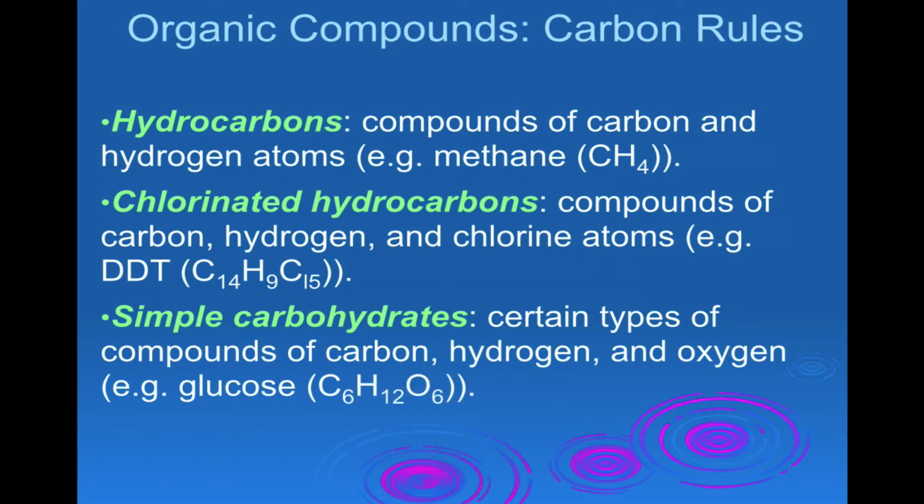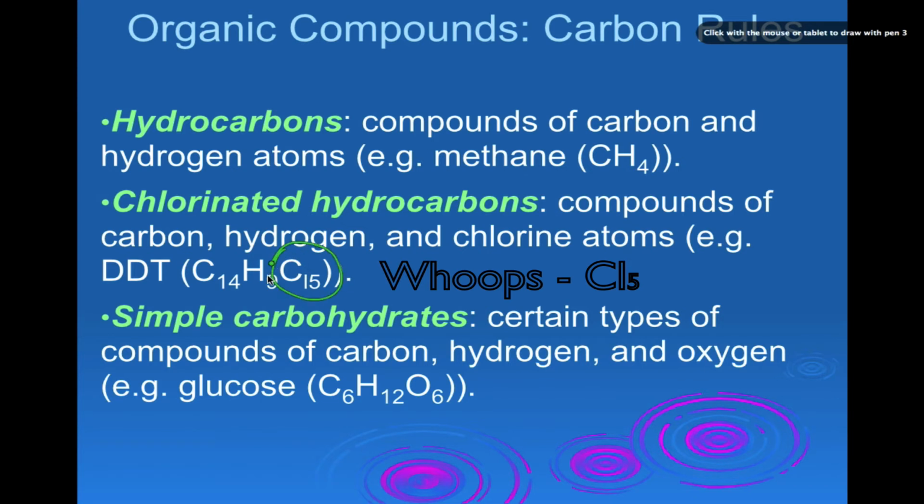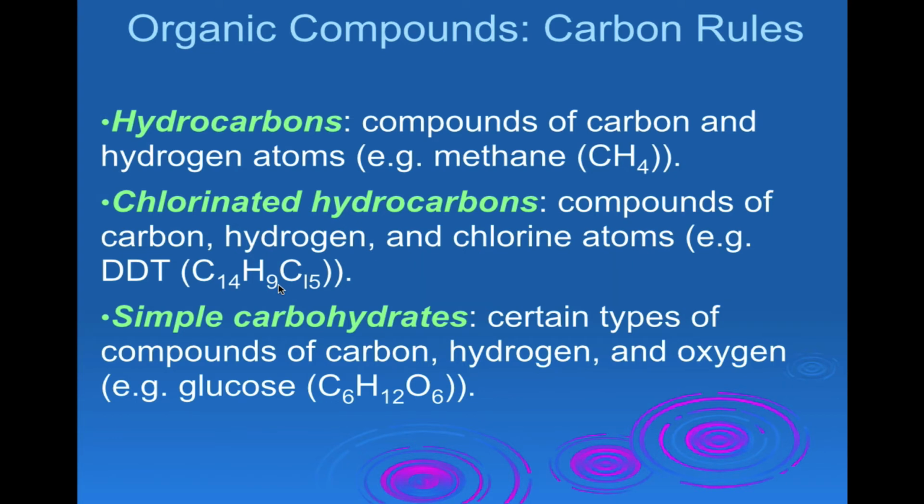We have hydrocarbons, which are just carbons bound to hydrogens. We have chlorinated hydrocarbons, which we will talk about quite a bit in this class, which are those hydrocarbons bound to chlorine. So those are definitely important. And then we also see our simple carbohydrates that we see from photosynthesis and respiration, which will come into effect also.